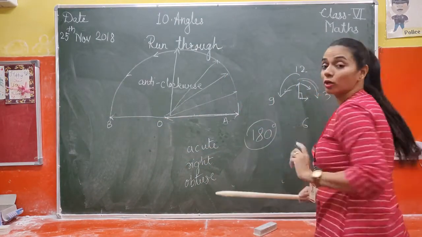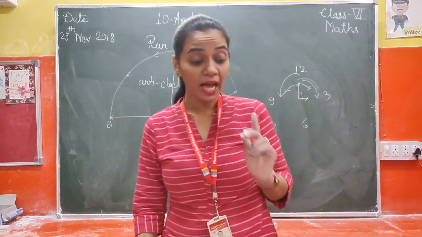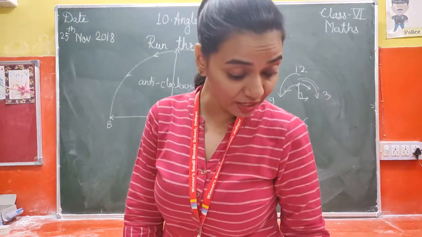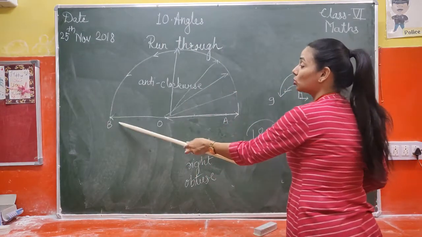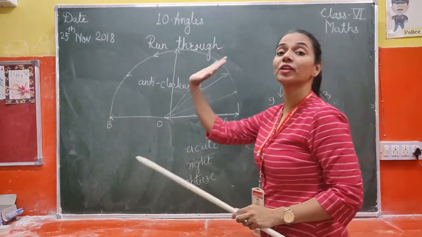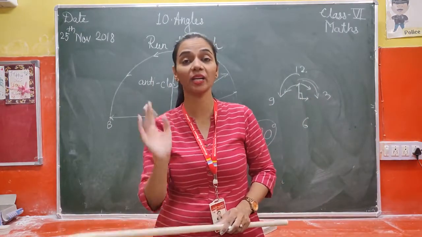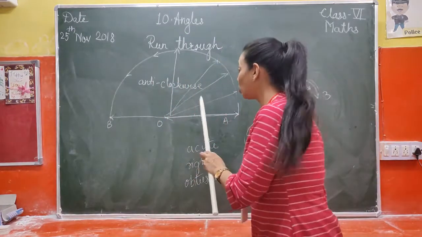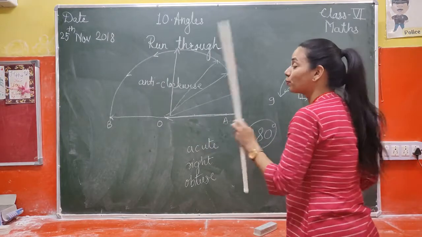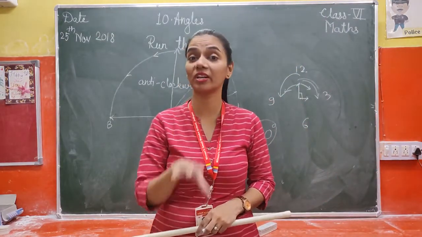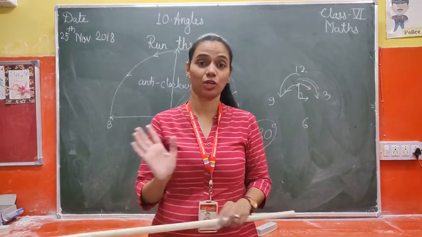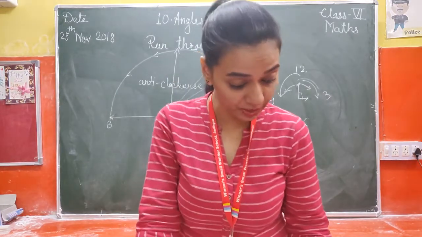Did you understand? What will be the answer for the first question? How does the degree or the magnitude change? The magnitude changes from 0 to 180 degrees with the movement of ray OB, right? And second, it forms acute angle, right angle and obtuse angle, and the third one, the measure of the greatest angle will be 180. Got it? So I hope you have understood it.